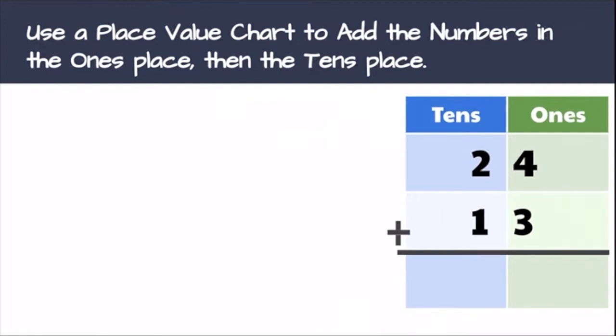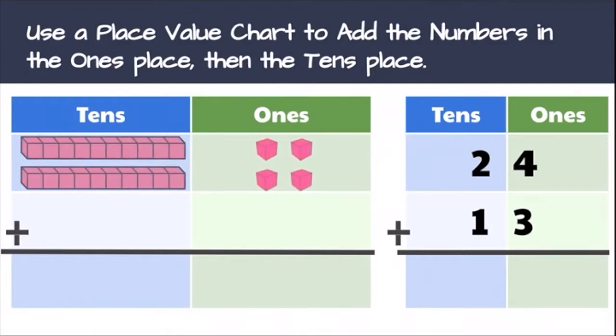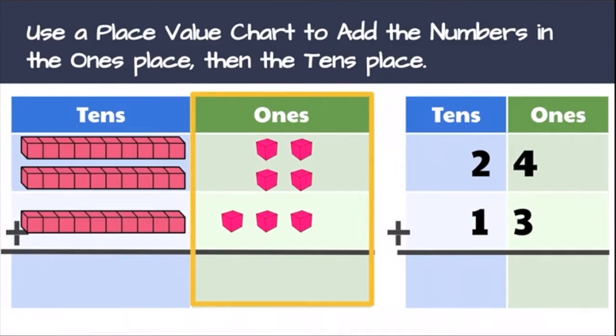However, to show this, we are going to use another place value chart, but in this place value chart, we're going to show these numbers, 24 plus 13, using base 10 blocks. So my first number is 24, so if I look here, I have the number 24 shown as 2 tens and 4 ones using my base 10 blocks. I will do the same thing with the number 13 and show the number 13 with 1 ten and 3 ones.